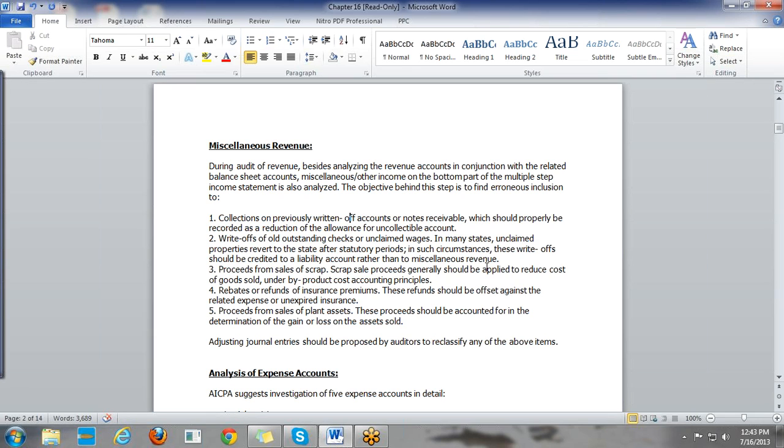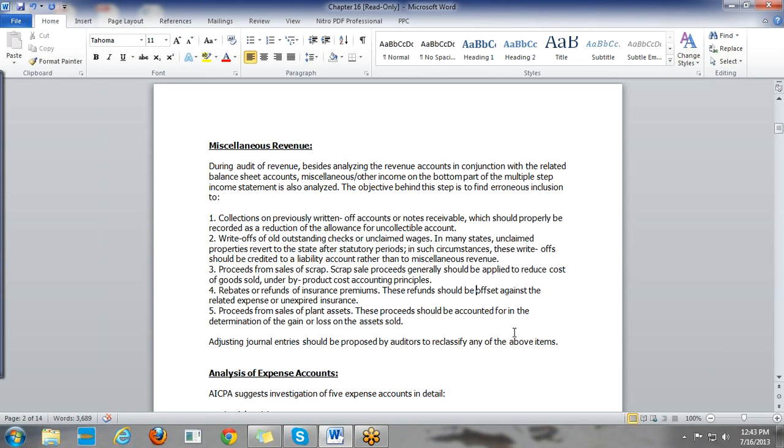One account where we do direct confirmation is miscellaneous revenue. Besides analyzing, we need to look at miscellaneous revenue. Why is that? Bad debt write-off: all of a sudden you collected money. People don't realize that the journal entry that needs to be done should not go to miscellaneous revenue. We need to reverse the write-off, then reestablish the receivable and then accept cash. It's a presentation and disclosure thing, but it would be wrong to put it in miscellaneous revenue. Old outstanding checks are escheatable property and need to be given to the government.